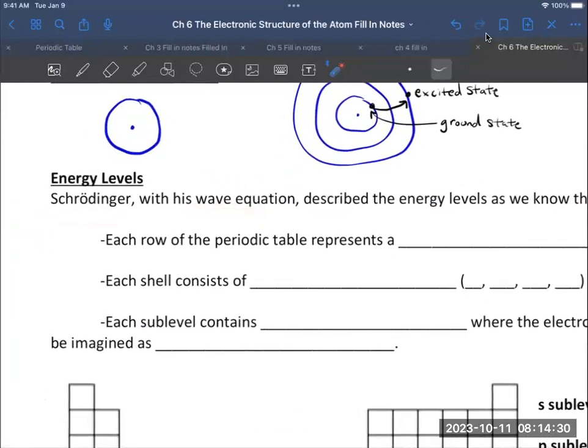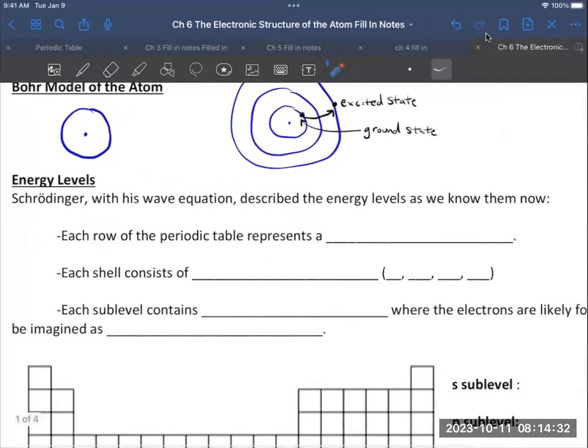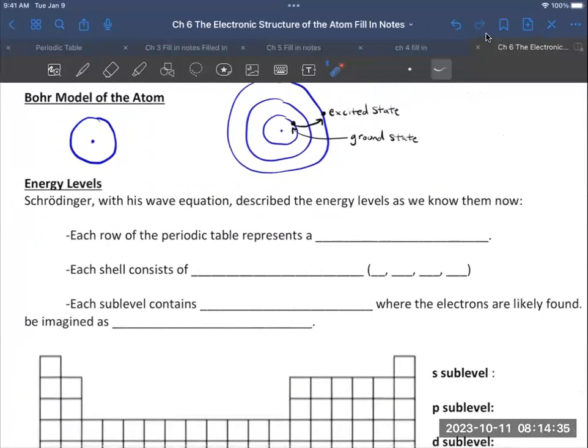He came up with a wave equation. You can learn more about that later if you want, but it's not on our list of things we have to learn. But he described our energy levels as we know them now. So again, he does agree that each row on the periodic table represents a shell of electrons. However, within each shell, there are sublevels, and these sublevels have letters S, P, D, and F.